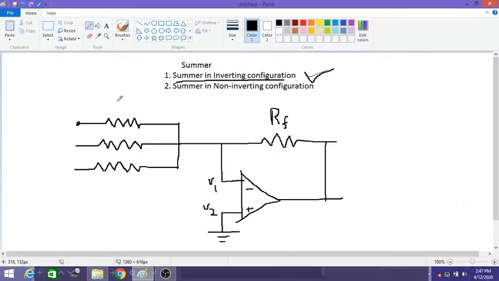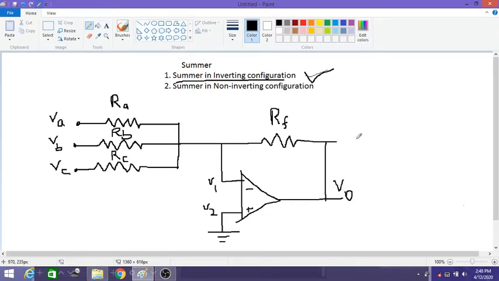So there is a feedback resistance. Let us give names for these resistors. Let me call this RA, this is RB, and the third resistance is RC, and likewise this is VA. We'll call the second source VB and the third source VC. So now we have the three sources and we have to add the voltages across these three sources, and obtain the output across V0.